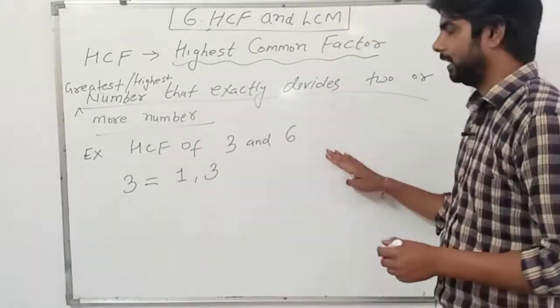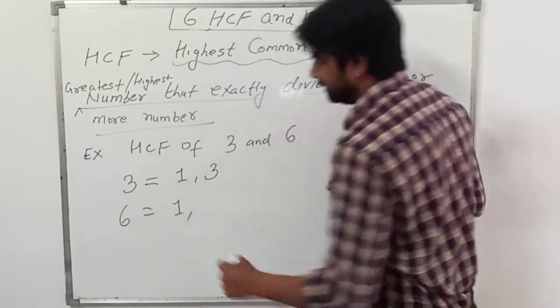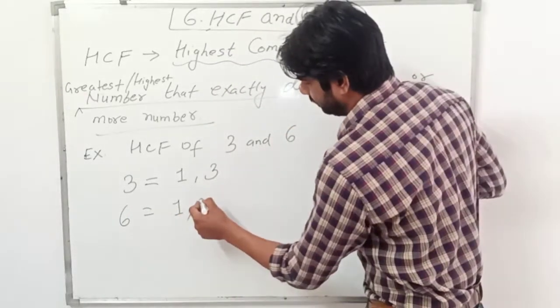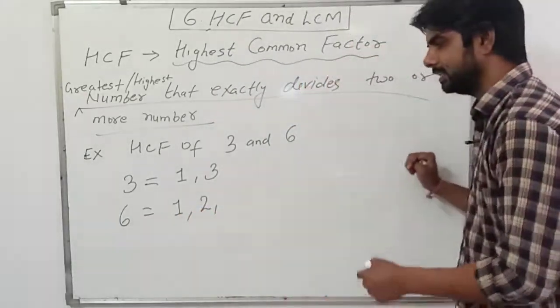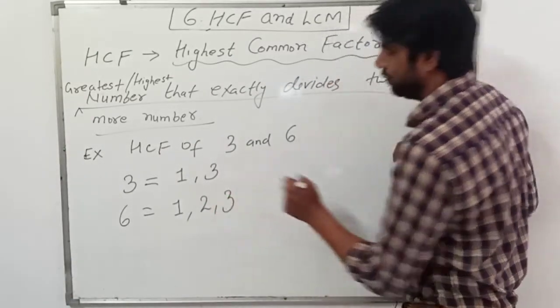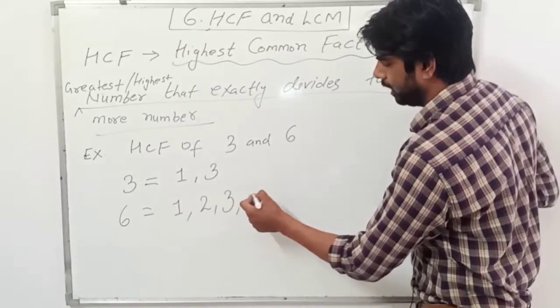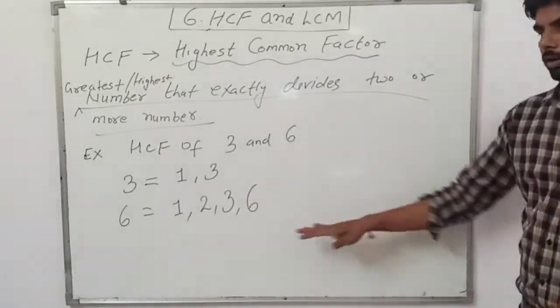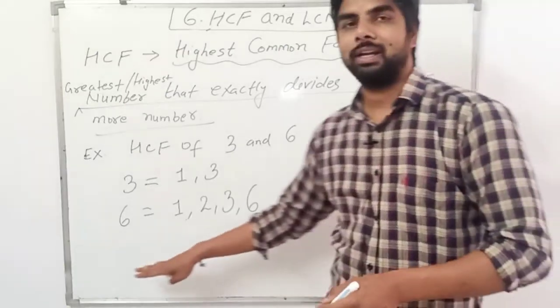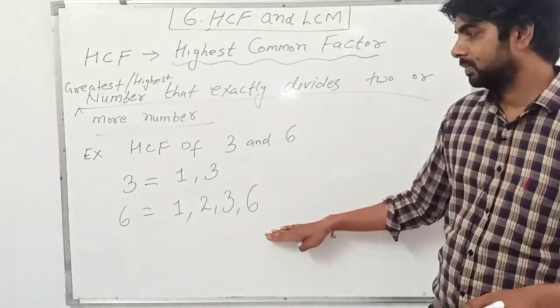Now we will write the factors of 6. 6 is divisible by 1. 6 also comes in the table of 2, means 2 is also a factor. 2 3s are 6. 6 also comes in the table of 3. 3 2s are 6, means 3 is also a factor. 6 doesn't come in the table of 4 or 5. Now 6 is also a factor of 6. Okay, so we have written the factors of 3 and we have written the factors of 6.